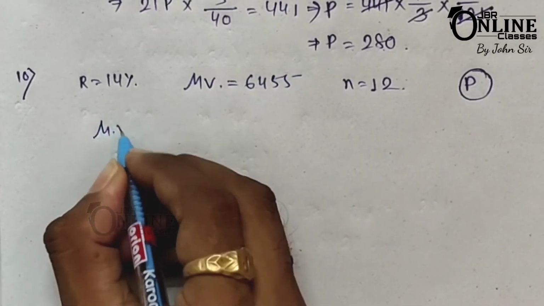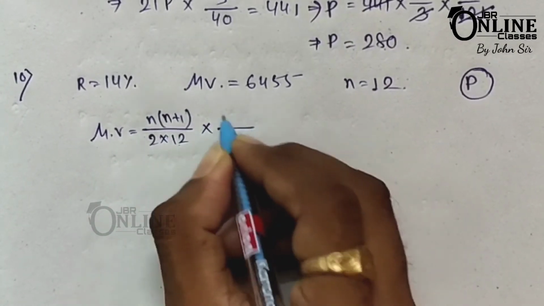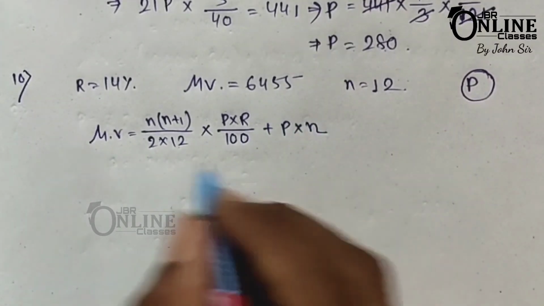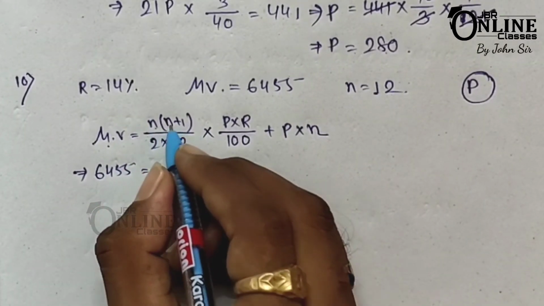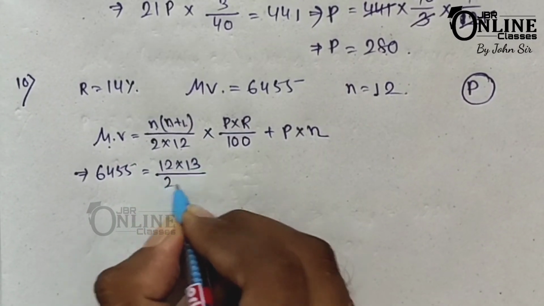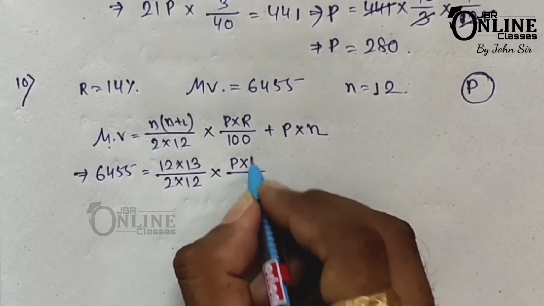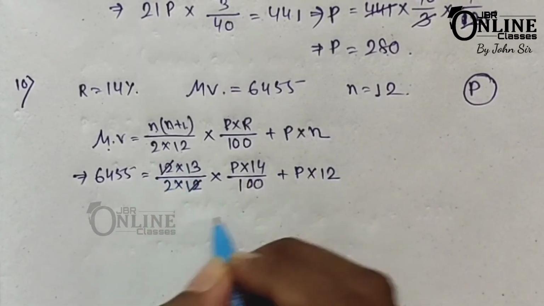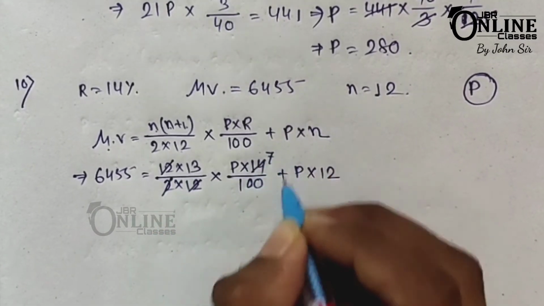So here MV, the formula will be n into n plus 1 by 2 into 12 into p into r by 100 plus p into n. So in this formula, here MV equal to 6455 and n into n plus 1. So n means 12, n plus 1 is 13. So 12 into 13 by 2 into 12. Now next p into r. So here p into r means 14 by 100 plus p into 12. So here 12 cancel out. And now next 2 cancel out with 14, it becomes 7.